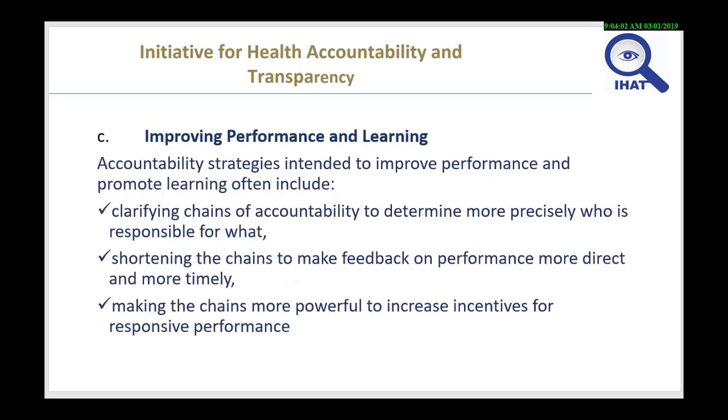The next one has to do with improving performance and learning. Accountability strategies intended to improve performance and promote learning often include clarification of chains of accountability to determine who is responsible for what. Clarification of roles and responsibilities. The next has to do with shortening the chains so that feedback on performance should be made more direct and also more timely. And finally, making the chains more powerful to increase incentives for responsive performance.